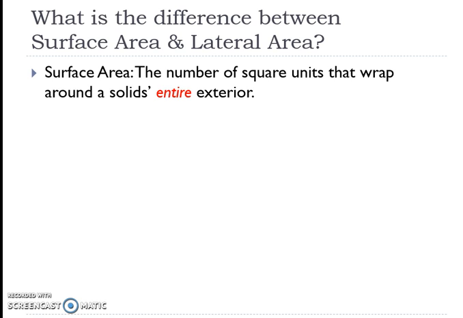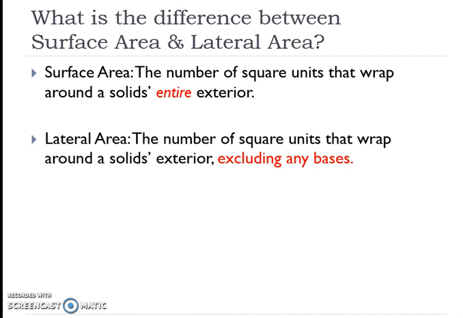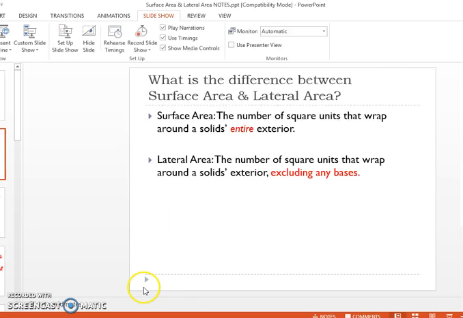What is the difference between surface area and lateral area? Surface area is the number of square units that wrap around a solid's entire exterior. Lateral area is the number of square units that wrap around a solid's exterior, excluding any bases. So what does that mean? I can show you a shape.